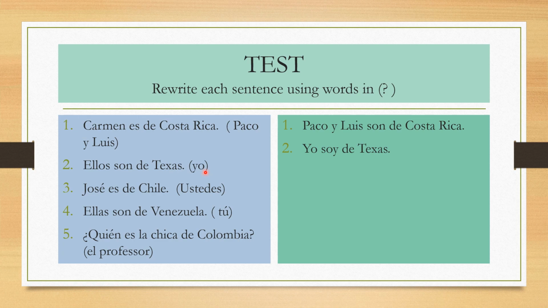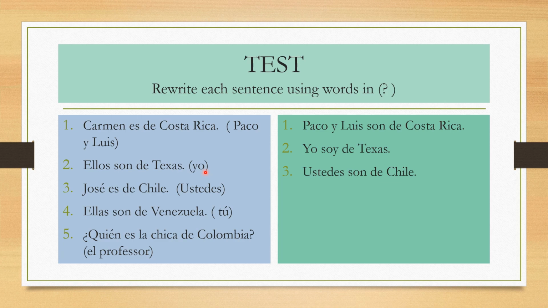Número tres, José es de Chile. Well, número tres, you have to substitute now. It's ustedes, right? So it's ustedes, plural, they, ustedes, or you all, actually. It should be you all. Tres, ustedes son de Chile. Son de Chile. Not the food, the country. Chile is a country.